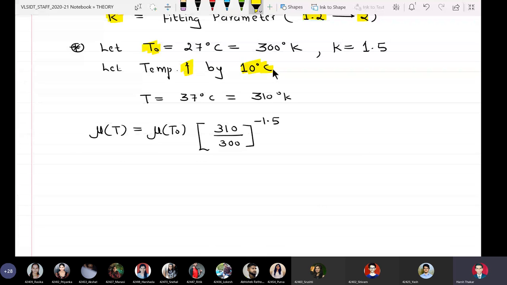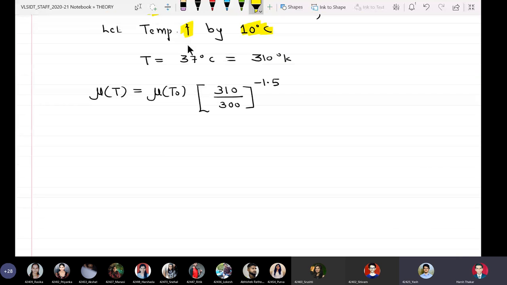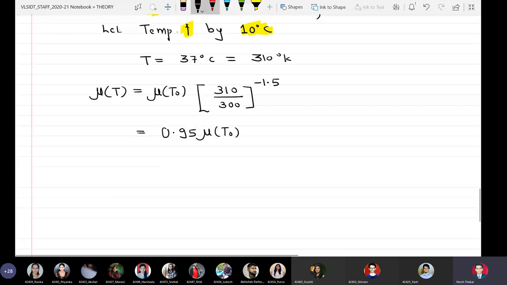What is the value of 310 upon 300 raised to minus 1.5? Sir, it's 0.9. Okay, it comes out to be 0.95 mu of T naught. So we can see that mobility has dropped by 5%. Recalculate it now for 20 degrees rise in temperature.